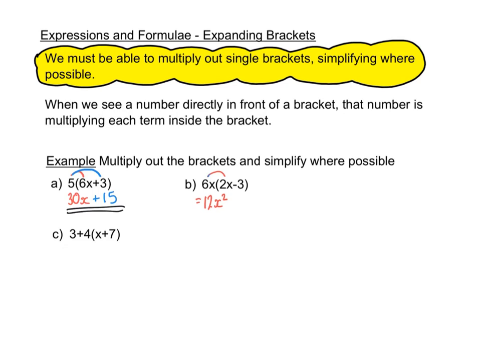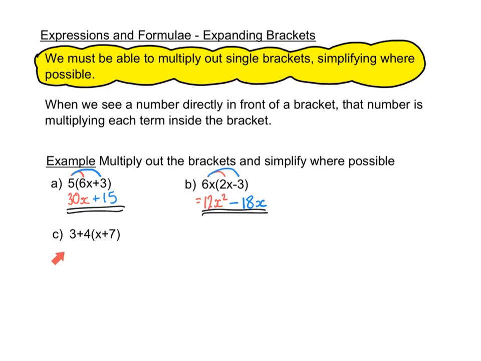Next one, I've got positive 6x times negative 3. Now, we know positive times negative is negative. 6 times 3 is 18, and there's only one x term there multiplying, so x. Now again, at this stage, I need to look at that and say, are there any like terms I can simplify? Now, x and x squared aren't like terms. If it was 12x take away 18x, then I could simplify it because x and x would be like terms, but in this case, no like terms, so this cannot be simplified any further.